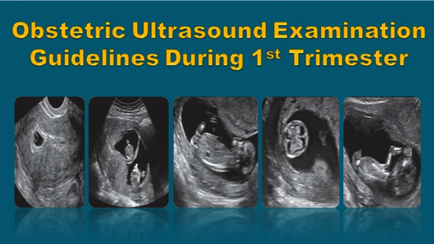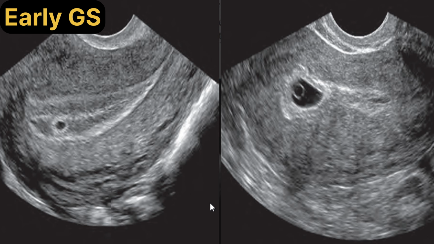Today we are going to discuss the ultrasound examination guidelines during the first trimester. First of all, we are going to discuss the early intrauterine gestational sac. Now here we can see a longitudinal transvaginal image of the uterus, and it shows a rounded fluid-filled collection with a thick echogenic rim, present in the endometrial cavity.